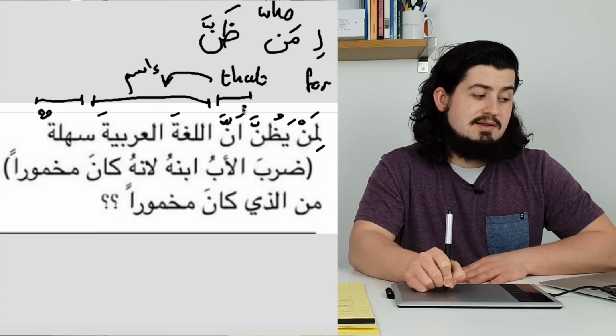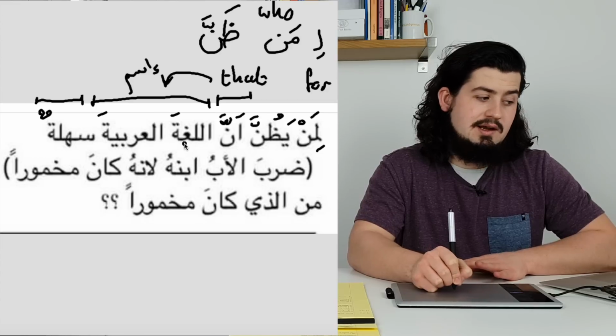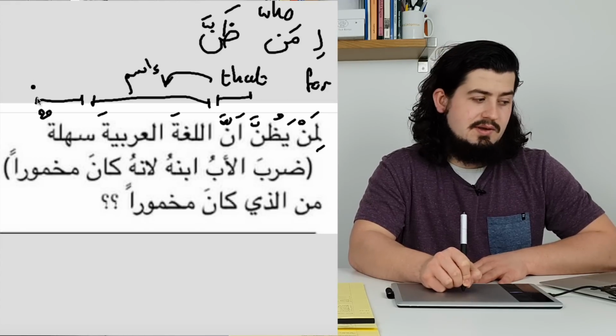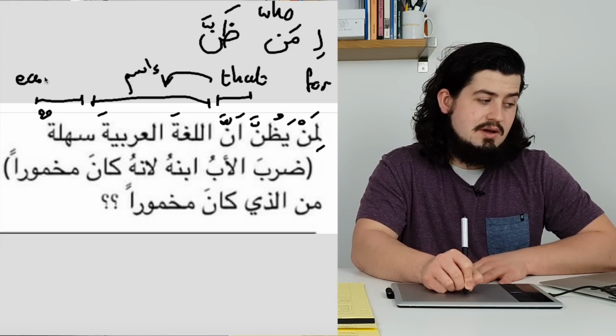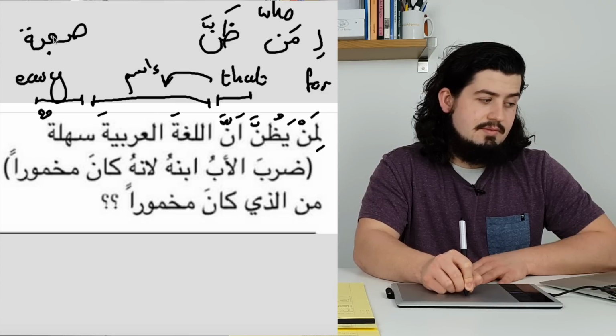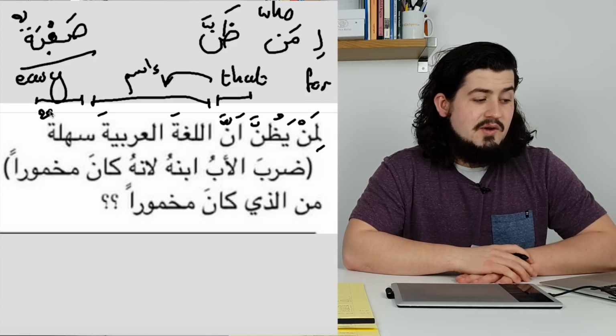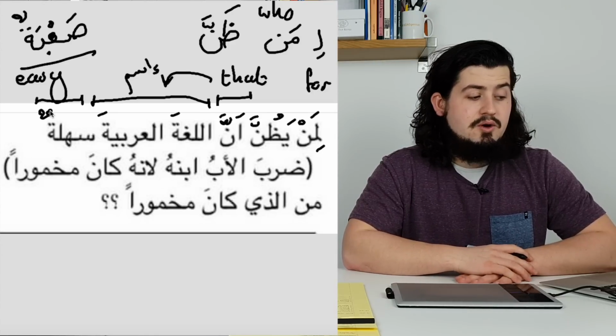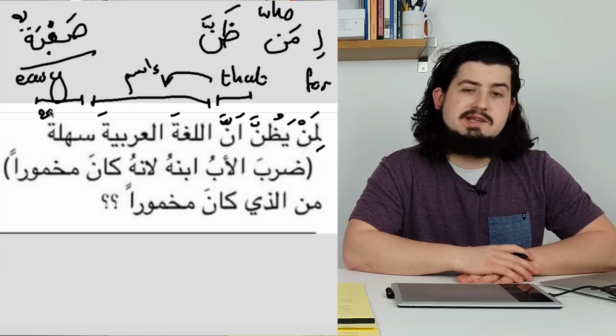So that the Arabic language, al-lughat al-arabiyya, sahlatun. The word sahla means easy, the opposite of which would be sa'aba, sa'abatun. So, for who thinks that the Arabic language is easy?